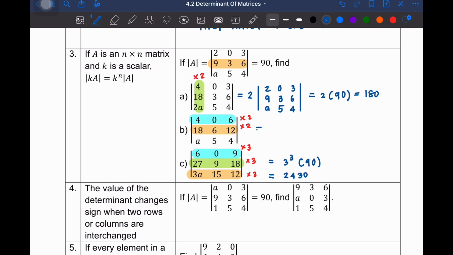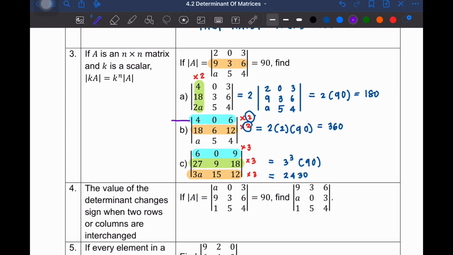So how to find the determinant? So let's just do it simply like this. Okay, so awak bawa keluar je. First 2 we put over here, and then we have the second 2 we put it over here, and then lastly you just times with 90, which is equal to 90 times 4, 360. Okay, settle.